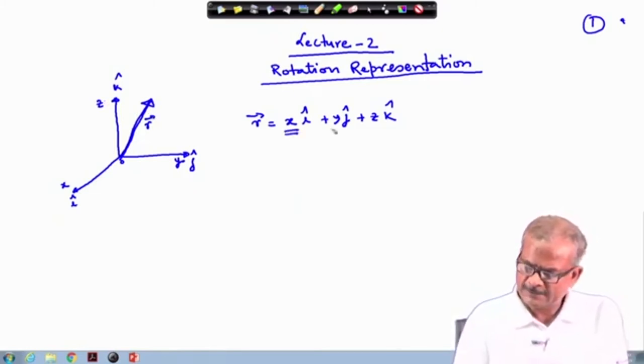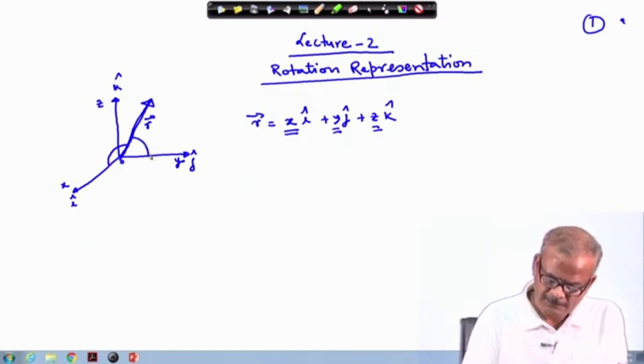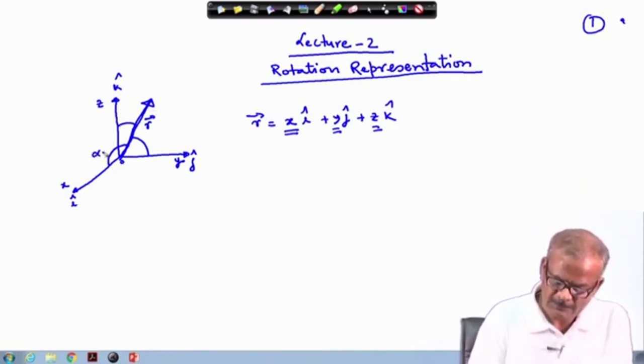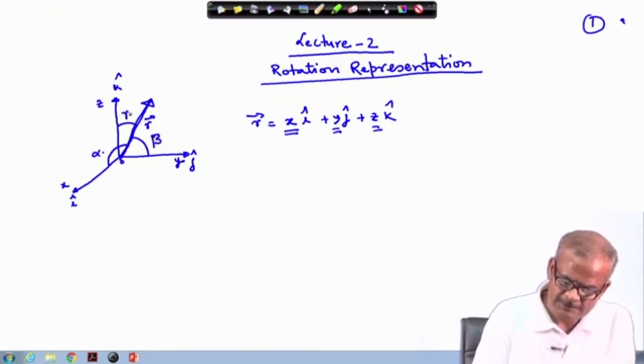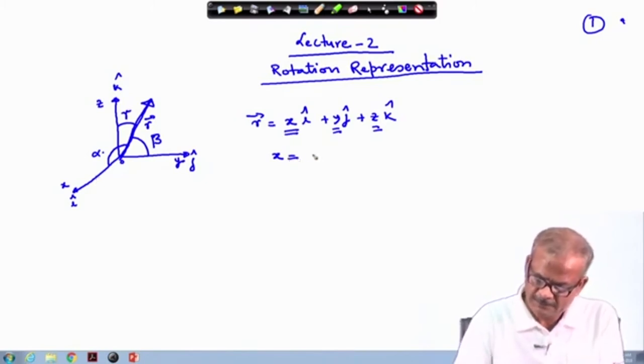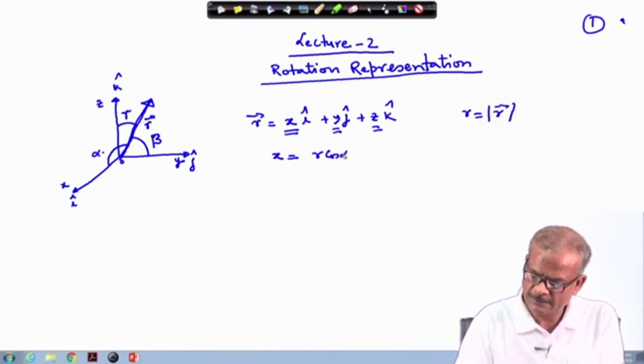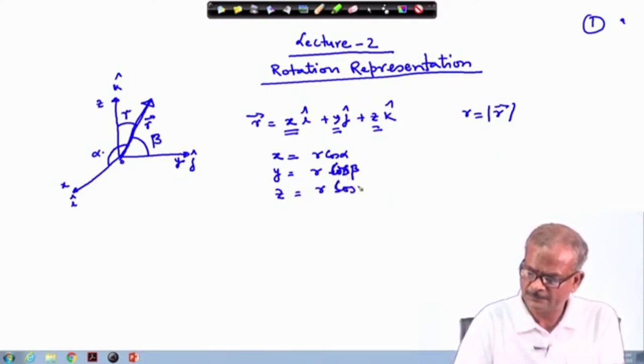So, how do we get these components x, y and z? Basically, if you drop a perpendicular from this point to the x axis, to the y axis and to the z axis, those components are related by certain angles, which are called the direction cosines of this vector r. Say this is alpha, then this is beta and here this is gamma. If we take the projection of the r vector on these axes, where r is the magnitude of the r vector, this is r cos alpha, this is r cos beta and this is r cos gamma.